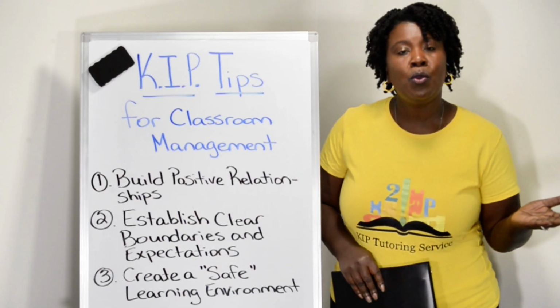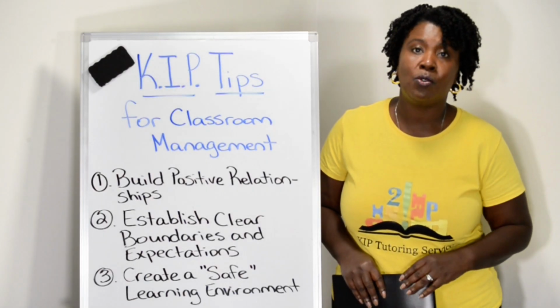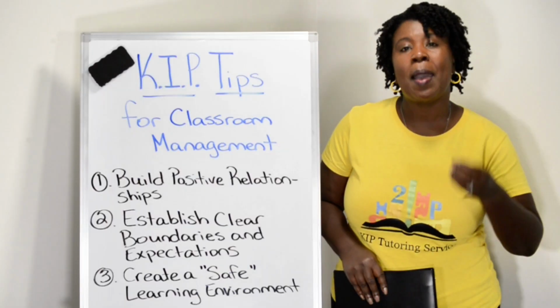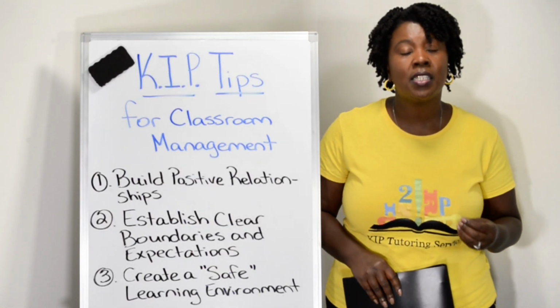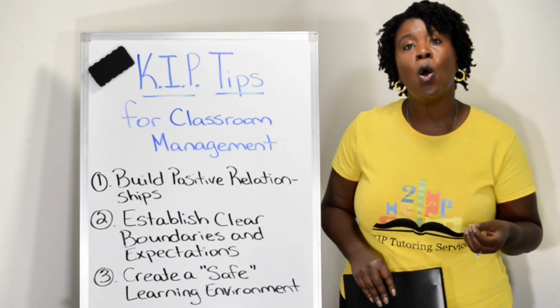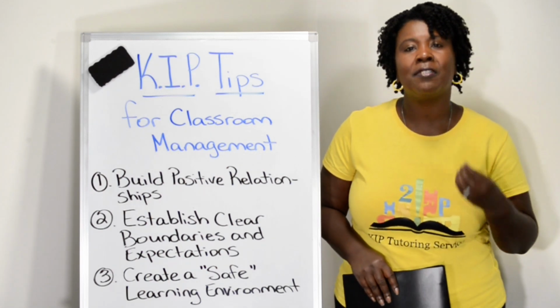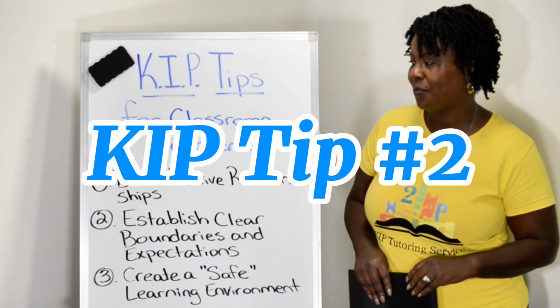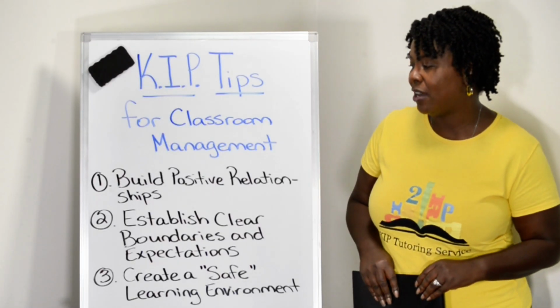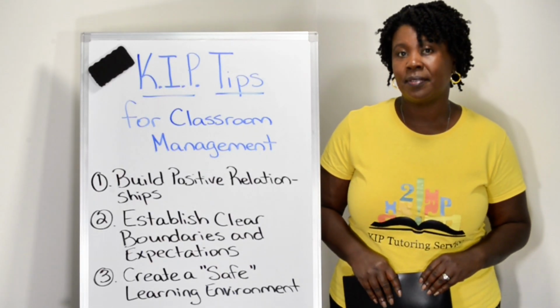But any way that you choose, whatever activity that you choose, I'm telling you that building positive and appropriate relationships with your students will go a long way in helping to develop a positive classroom management system. KIP tip number 2. Establish clear boundaries and expectations.